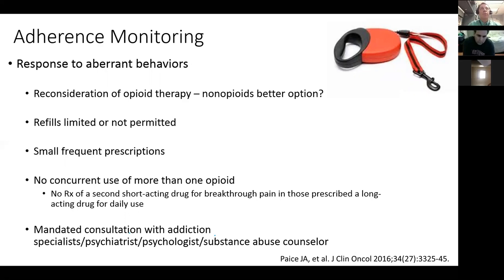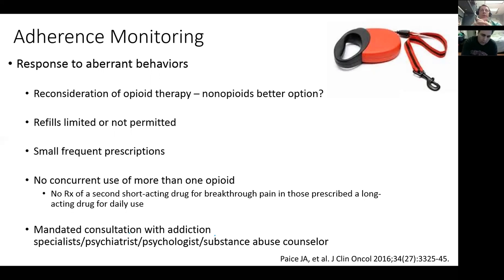And then what do we do about aberrant behaviors? It certainly brings up the whole reconsideration of whether we're going to go on with opioid therapy, and whether non-opioids can do the job for us. Oftentimes in patients with metastatic cancer, non-opioids are not going to do the entire job. So then we need to think about how these patients would have limited access.